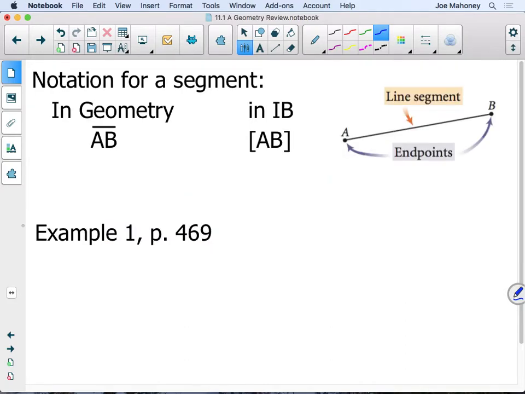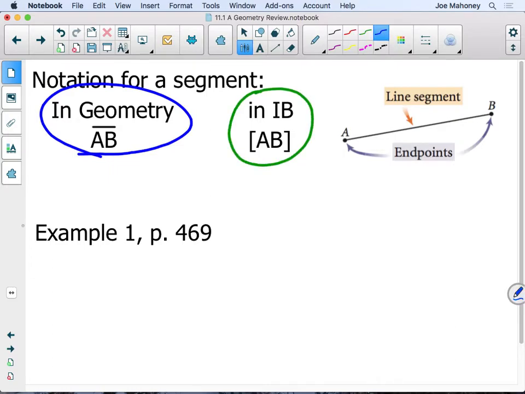Hey, one quick thing about notation in geometry. The segment you see on the right, that line segment with the endpoints A and B, we wrote it with the little bar on top. This is what we did in geometry. Just notation-wise, in IB, we put square brackets around it. So we're going to try to make our notation that way for you. And if you wanted to practice finding some distances and some midpoints of segments in three-dimensional space, I would urge you to take a look at example 1 on page 469.